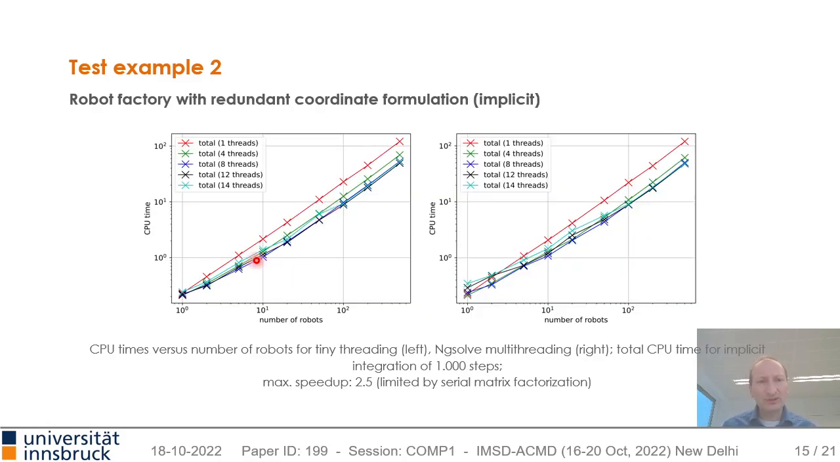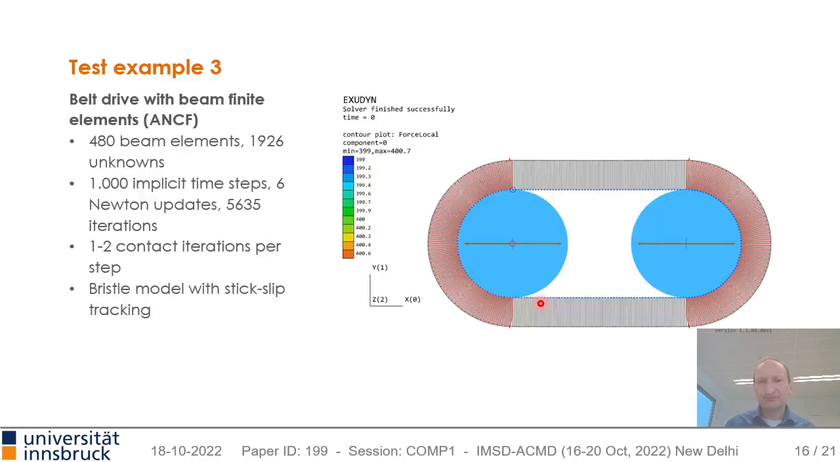For the redundant coordinates, we see remarkably that already at 2 robots, which are then 12 rigid bodies, we get a speedup due to parallelization, and the overall speedup is then 2.5, a little bit less because limitations due to the matrix factorizations appear here. And a similar performance also for the original NGSolve multi-threading approach.